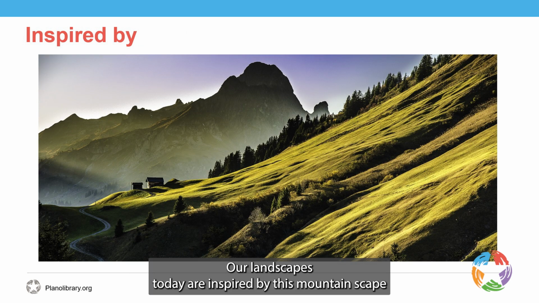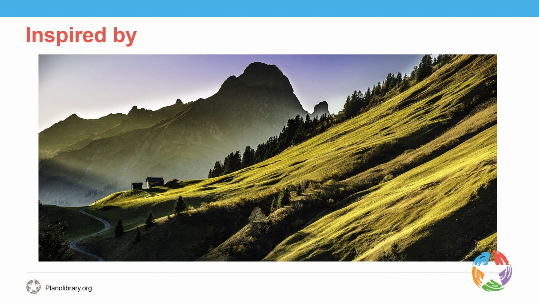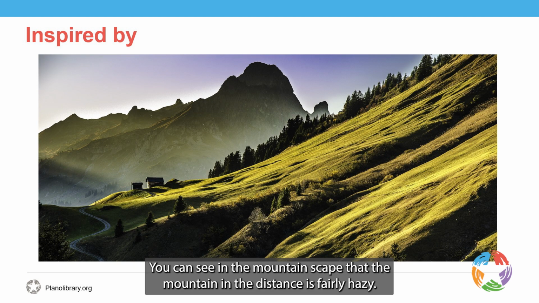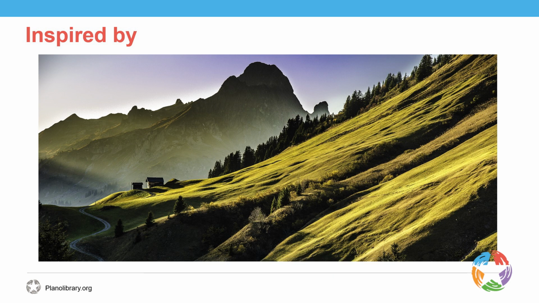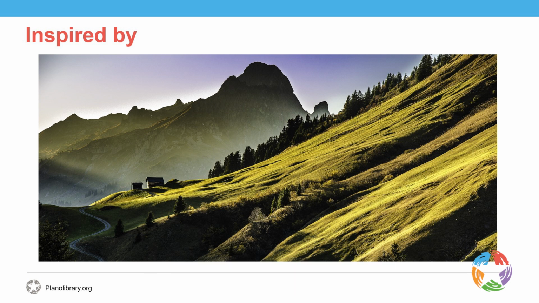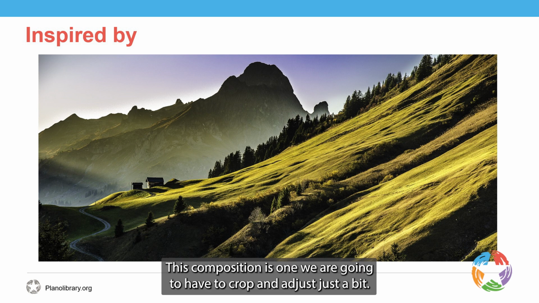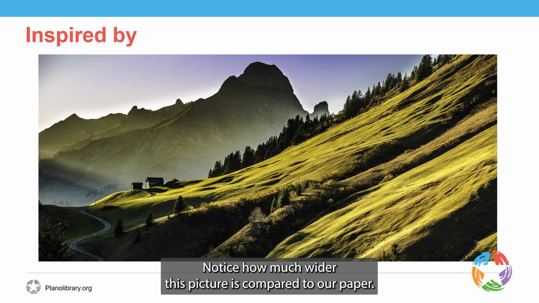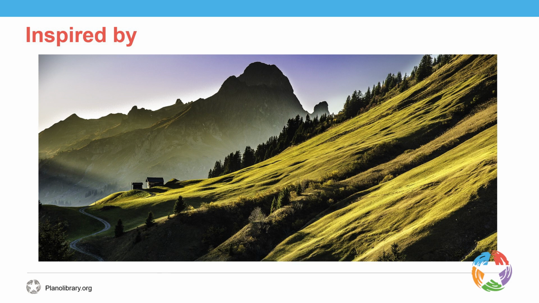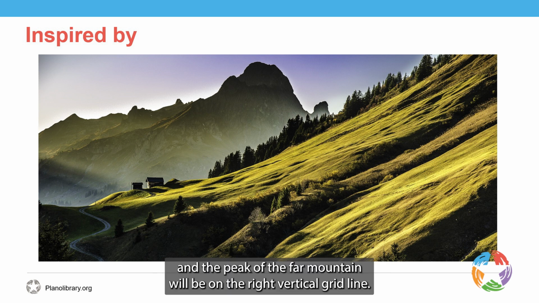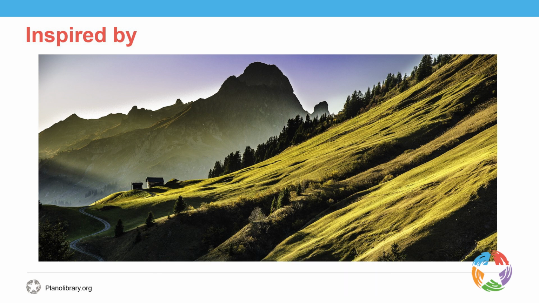Our landscapes today are inspired by this mountainscape and this scene of forest foliage. You can see in the mountainscape that the mountain in the distance is fairly hazy. We have some high contrast on the hillside closest to us. This composition is one we are going to have to crop and adjust just a bit. Notice how much wider this picture is compared to our paper. I like keeping the houses on the bottom left intersection point, and the peak of the far mountain will be on the right vertical grid line.